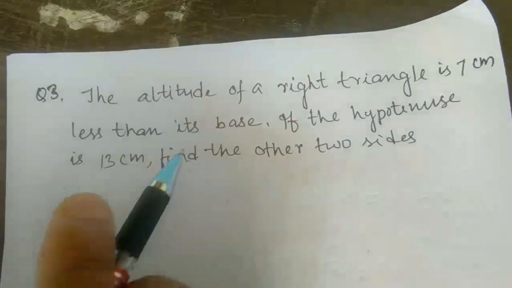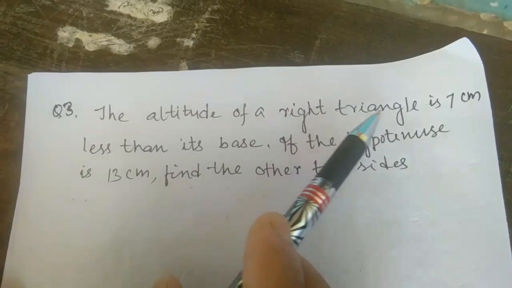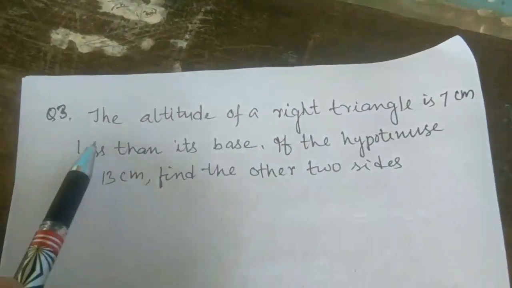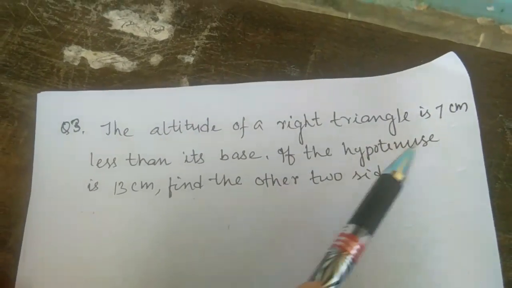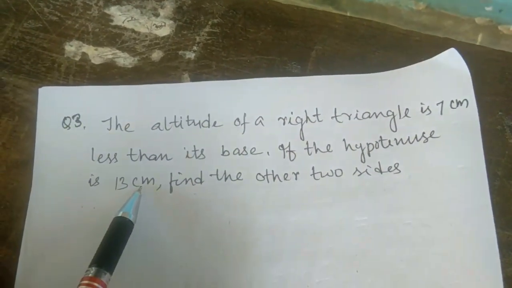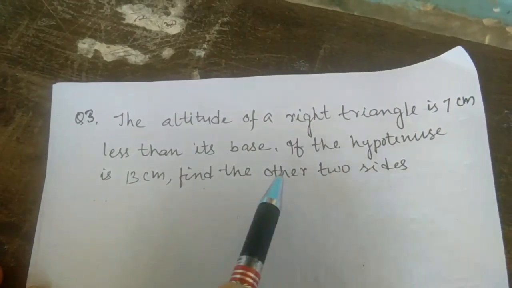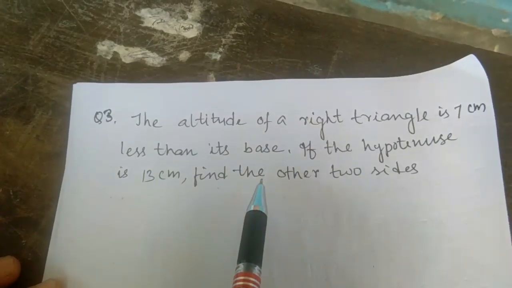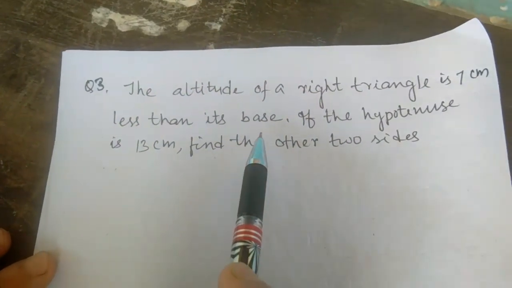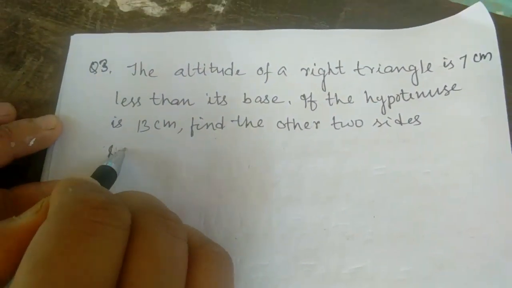Question number 3. The altitude of a right triangle is 7 centimeter less than its base. If the hypotenuse is 13 centimeter, find the other two sides. Other two sides means the hypotenuse is given, you have to find perpendicular and base. Perpendicular means altitude, and base, to find. So how to find? You see the solution part. Solution.